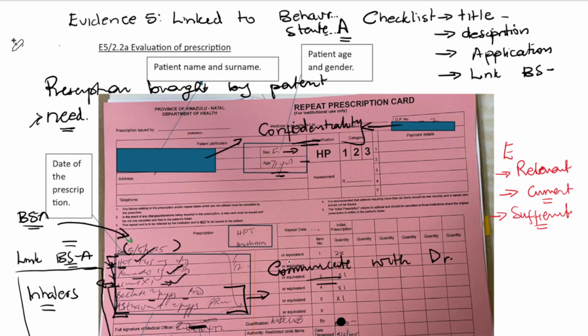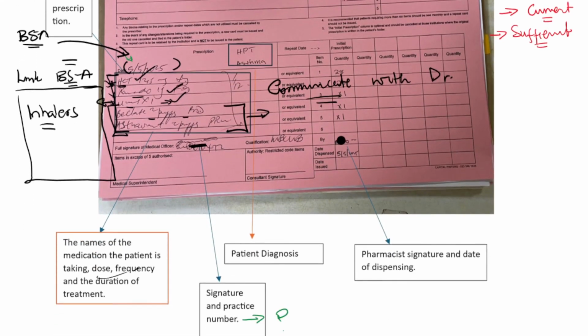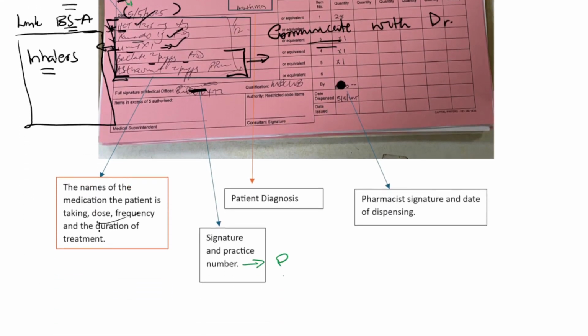Okay. And then I can go on and add other information. Here, the name of the medication, the patient, the duration of treatment. It's fine. But to improve this, I can say that this is linked with behavioral statement B. Okay.